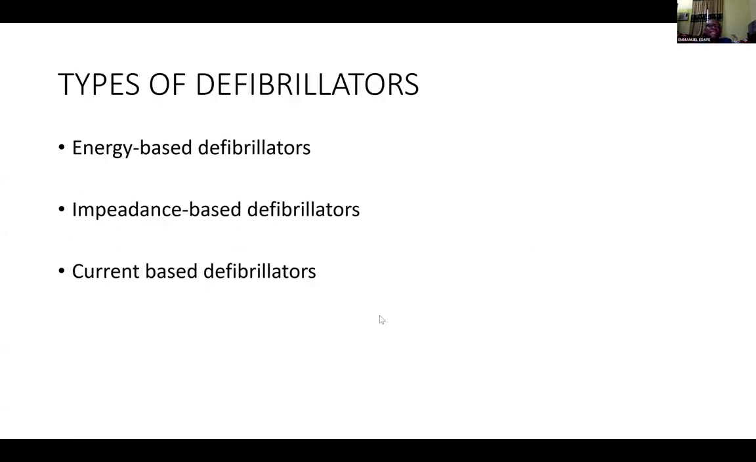But before then, if we are looking at types of defibrillators, what we have today is what we call the energy-based defibrillator, which sends in energy to knock out the rhythm that is there, allowing the heart to generate its own rhythm, which is likely going to come from the sinoatrial node. But you also have other forms of defibrillators like the impedance-based or the current-based defibrillator. Maybe later on, Dr. Amitesh will take some time to explain this to us.